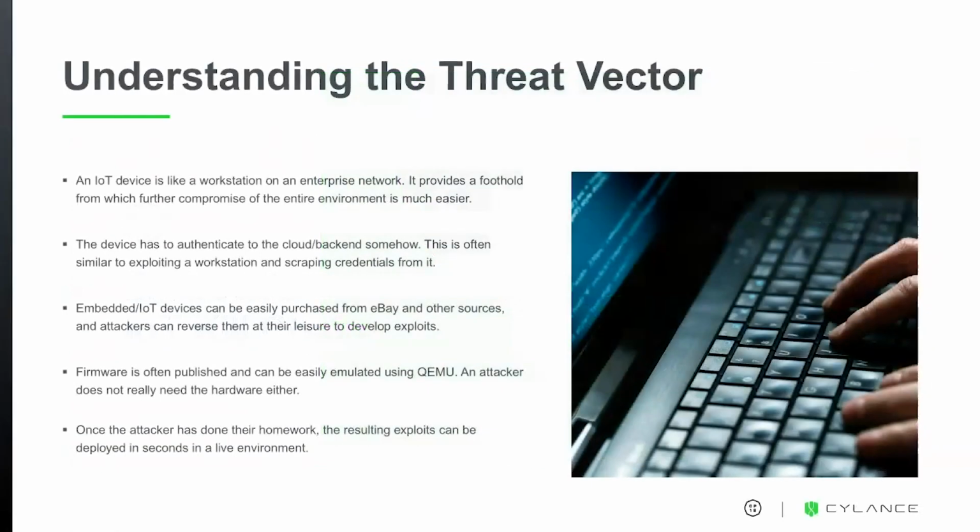So very briefly, understanding the threat vector here: an IoT device, that being a device in an IoT architecture, is like a workstation on an enterprise network. It's a node on a network. So if you think about it in the way of traditional network pen testing, once you compromise a node on that network, compromise of the entire network or environment becomes much easier.